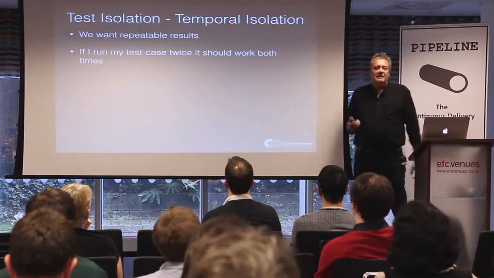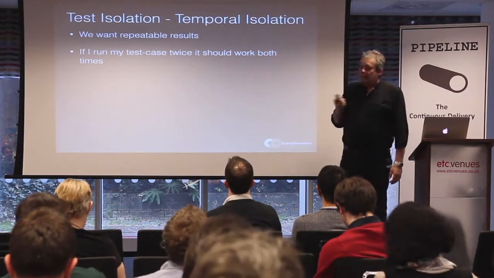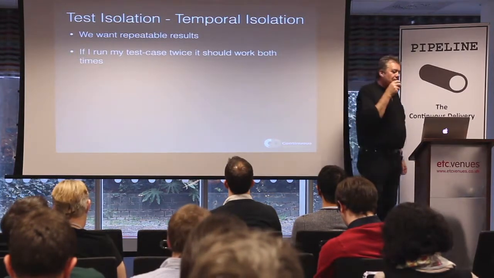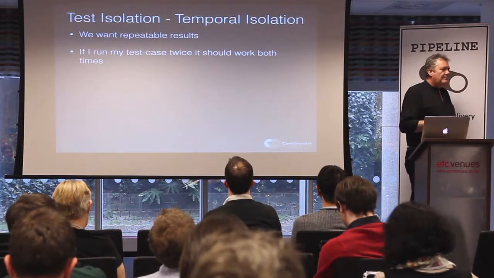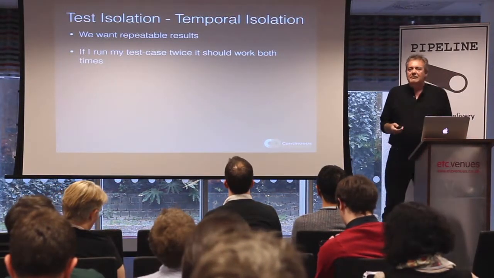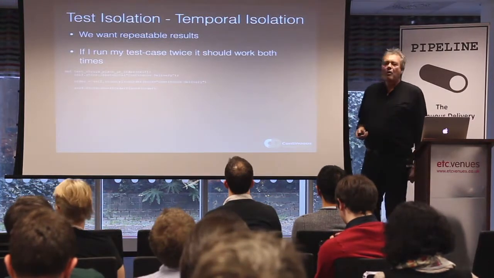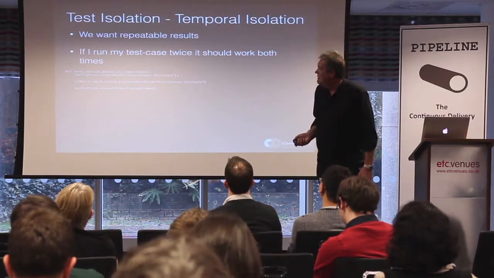The other kind of isolation that's important is temporal isolation. We want repeatable results. I want to be able to run this test, and then run it again, and get predictable results. That's not always obvious that you can do that. So let's imagine a little bit of code here.